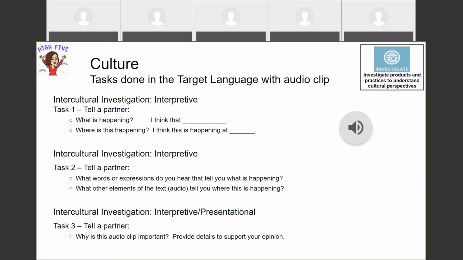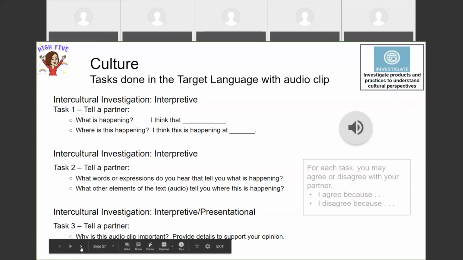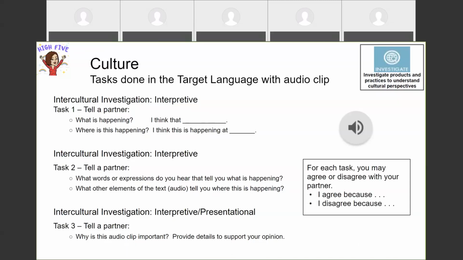Why is this audio clip important? Provide details from what you heard to support your opinion. So that's taking those close reading strategies, but we're applying it to something other than printed text. And of course, you want to make sure that your students have these scaffolds that say for each task they could agree or disagree with their partner, and have these sentence starters that say, I agree because, or I disagree because.